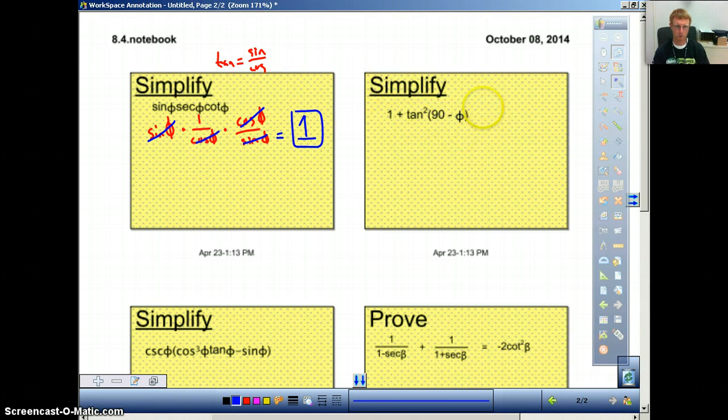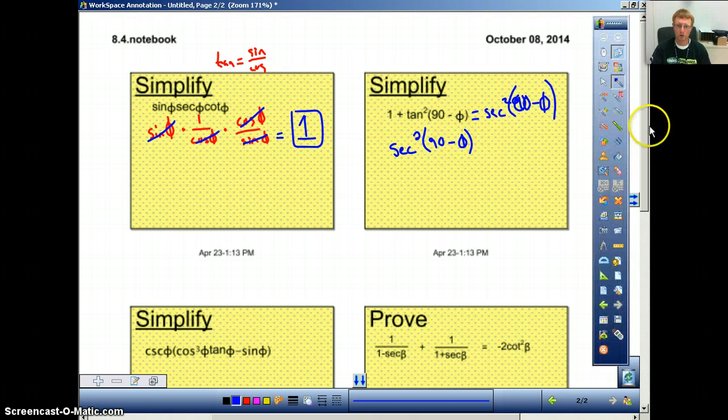Like, for example, this one right here, this is going to be an interesting identity because it is one of our identities. So if you look at one of the identities that we just covered, we said that 1 plus tangent squared of theta is equal to secant squared of theta. So that's exactly what we're going to write here. Secant squared of 90 minus phi. Okay, because that's an identity. Okay, and that's as simple as that one gets.